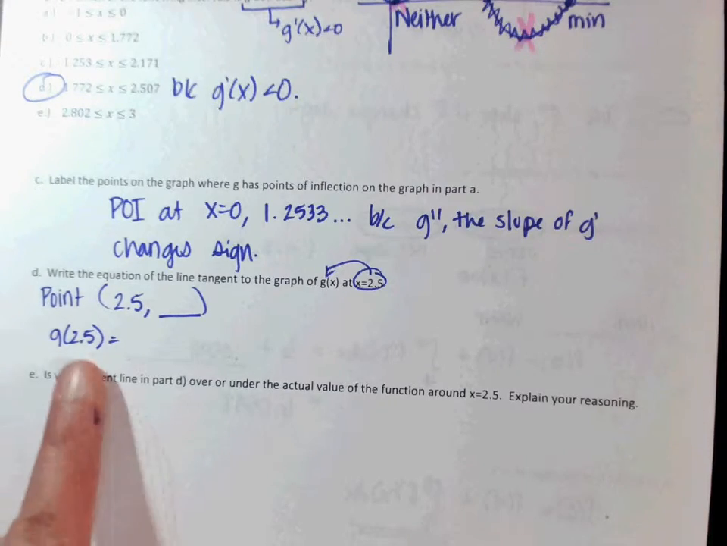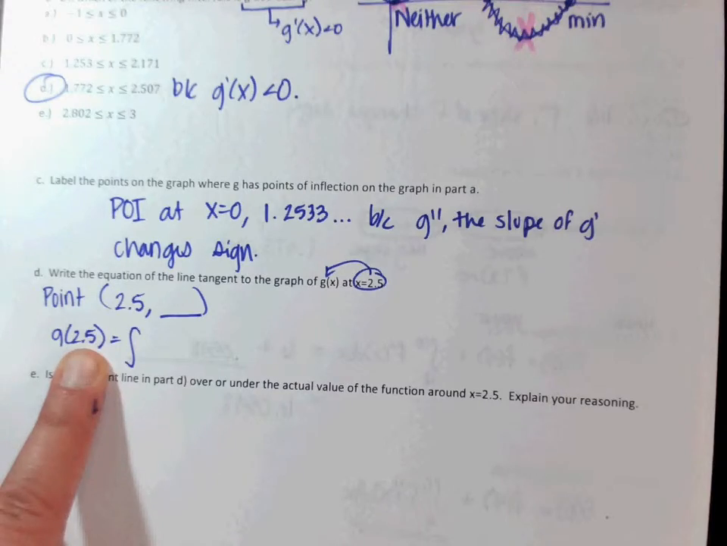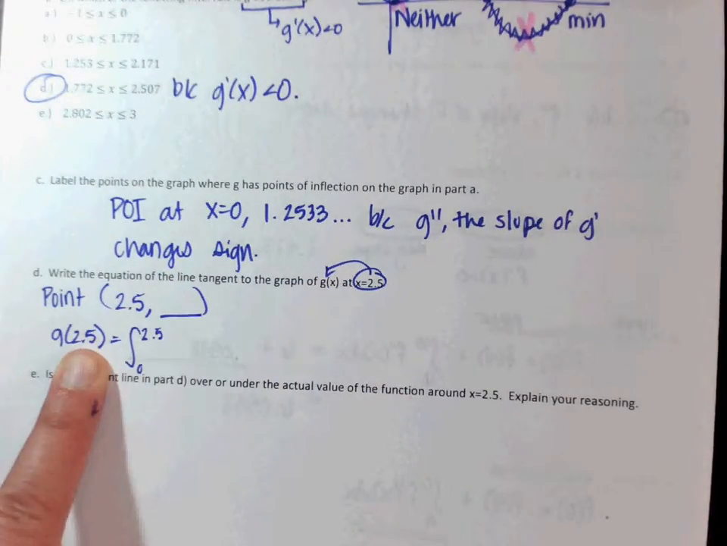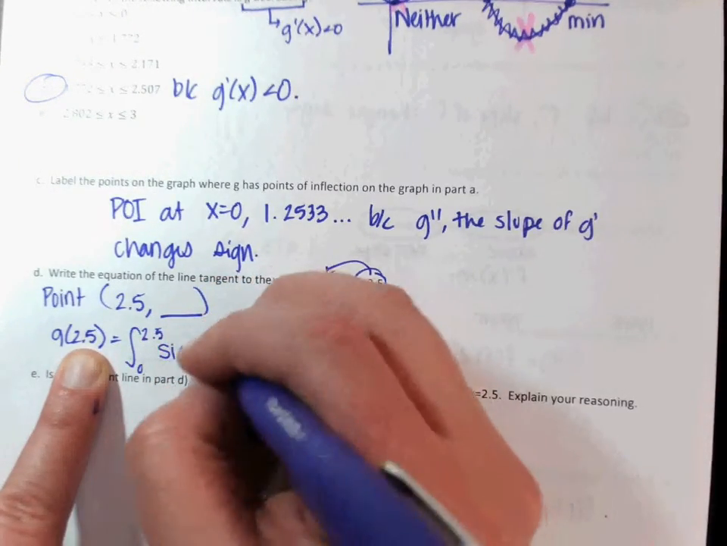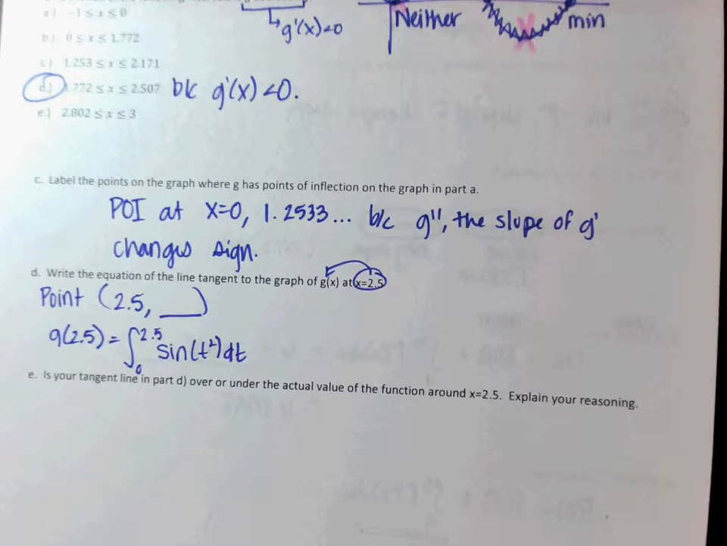So how am I going to find G of 2.5? I'm going to have to go back to the integral. So remember, it was from 0 to x, which is now 2.5, and then of sine t squared dt. Now remember, your calculator doesn't care if you use a t or an x. Doesn't matter, you have an x button, you're going to use the x. But when you write it down, it should be a t.